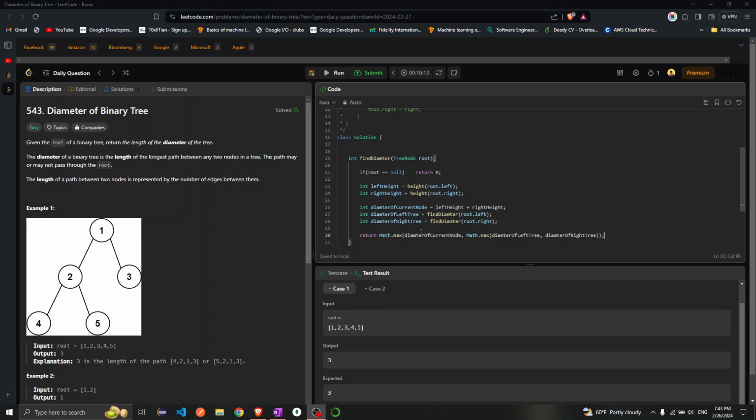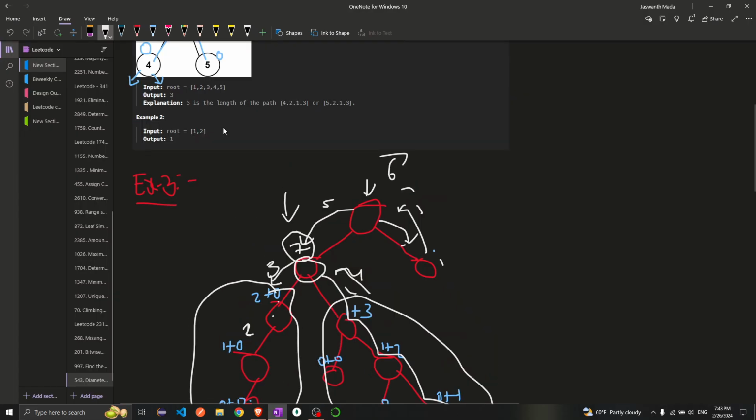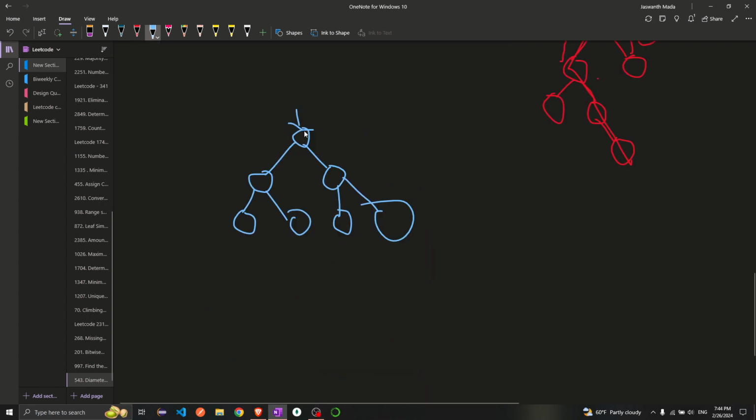So basically what I'm doing is, I'll explain with an example. Suppose I'm at this point, what I'm saying is find the diameter of this node. What's the diameter of this node? The height of the left subtree, which is 2, plus the height of the right subtree, which is 2.